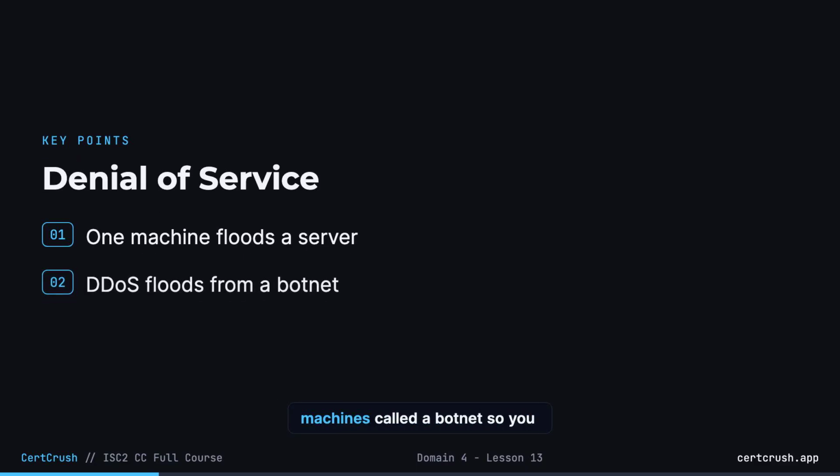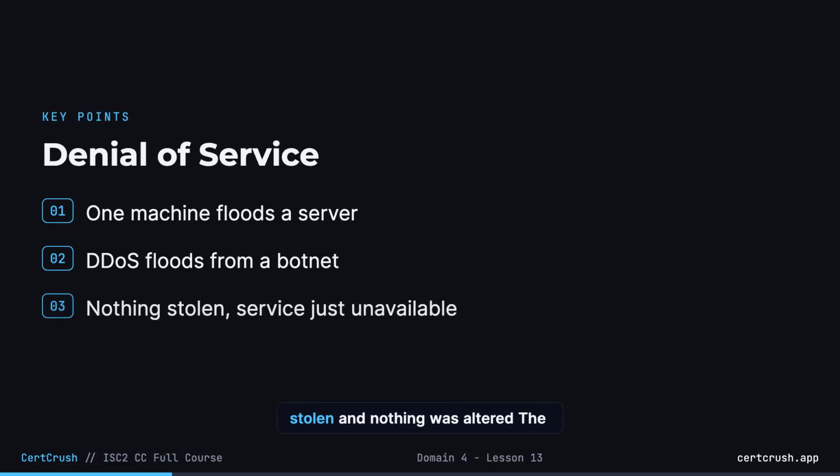The traffic comes from a whole army of hijacked machines, called a botnet. So you cannot just block one address. Here is the exam point. Nothing was stolen, and nothing was altered. The service was simply made unavailable. So denial of service attacks availability, the A in the triad, every time.